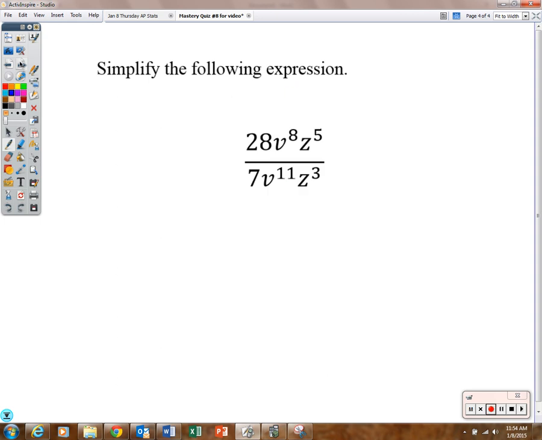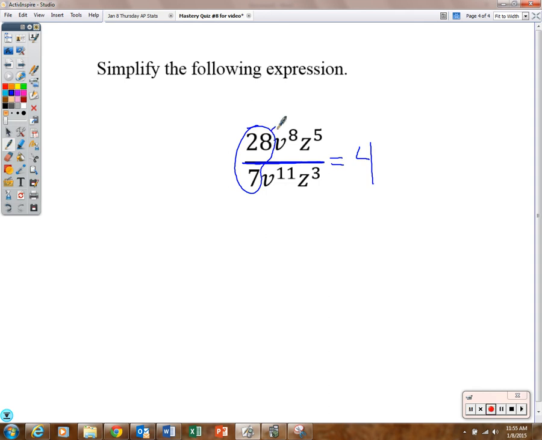Okay, last one. Simplify the following expression. We've got 28 v to the 8th, z to the 5th, all over 7 v to the 11th, z to the 3rd. Remember, this is a division sign. So we have to remember our exponent rules for division. First, take the 28 and 7. Well, 28 divided by 7, we know that that is 4.